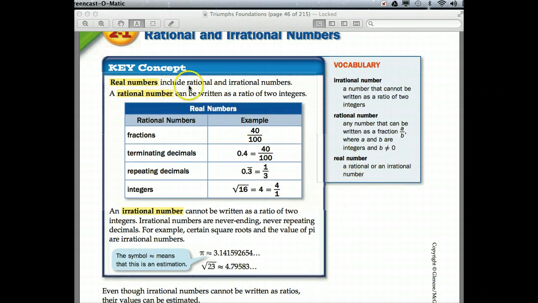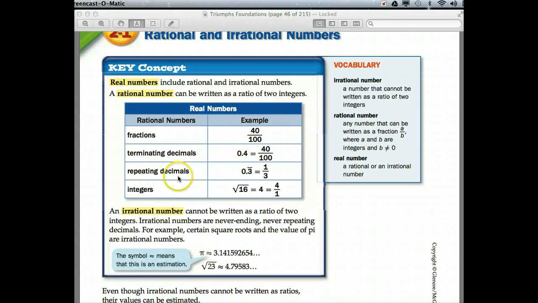Real numbers can include rational and irrational numbers, and as we've already learned, they include counting numbers and whole numbers and integers as well. Now, what is different about a rational number is that it can be written as a ratio. Normally when we think about a ratio, we think of it looking like a fraction. So it can be written as a fraction. Now, we can also write fractions as decimals, right? Terminating decimals, so 4/10ths or 40/100ths.